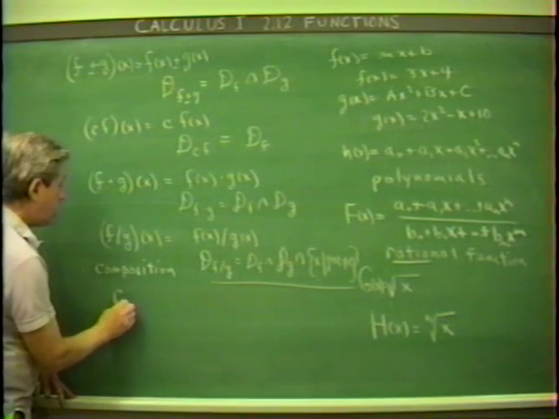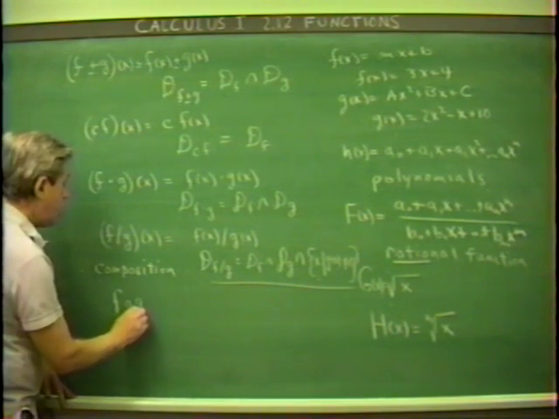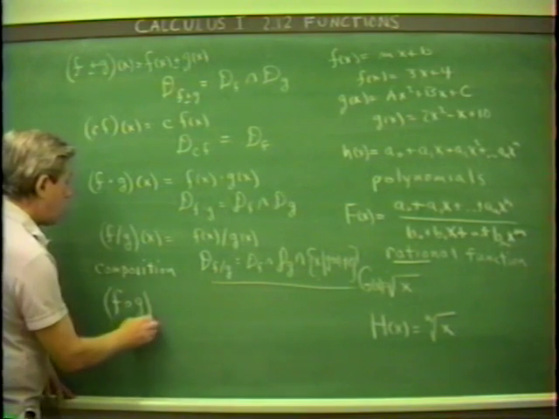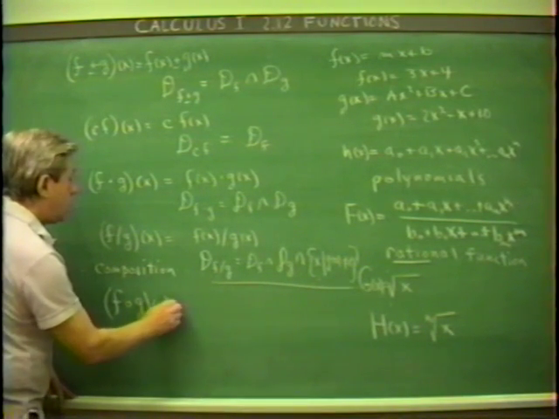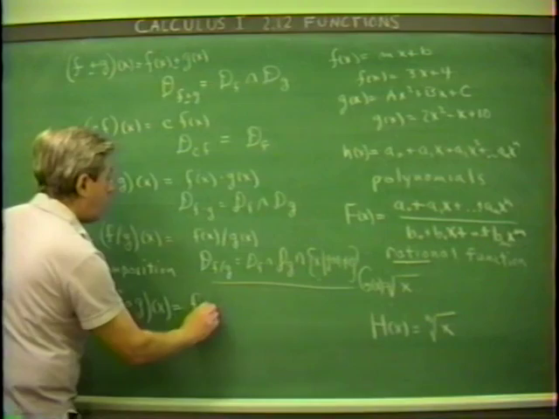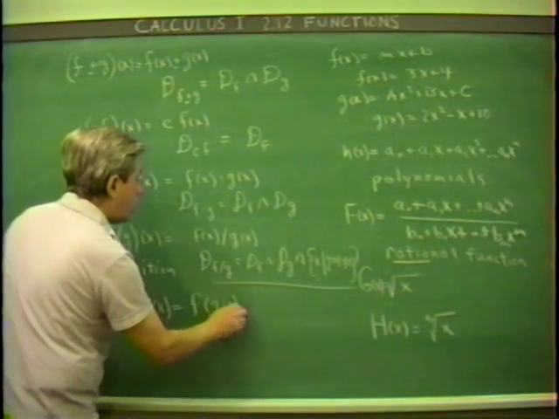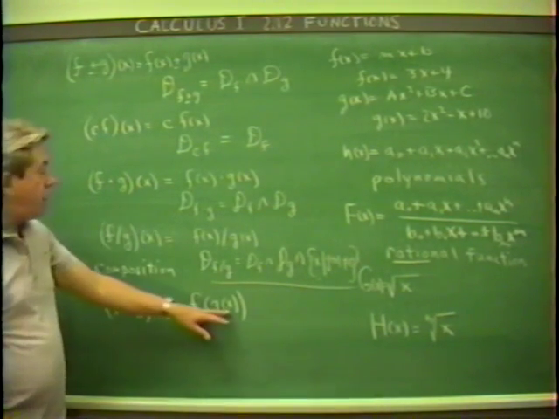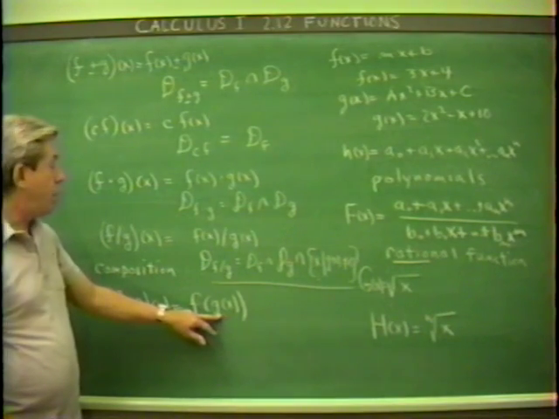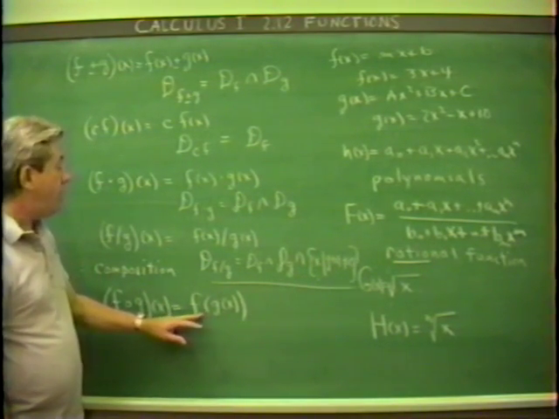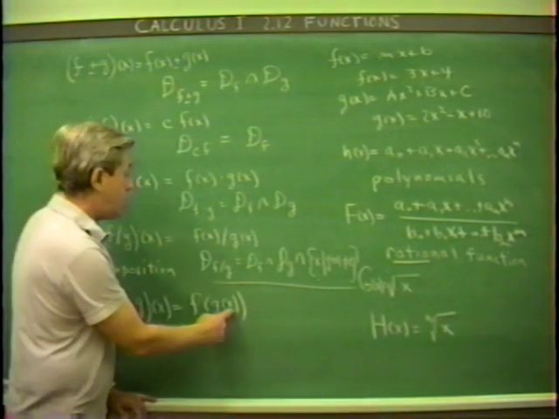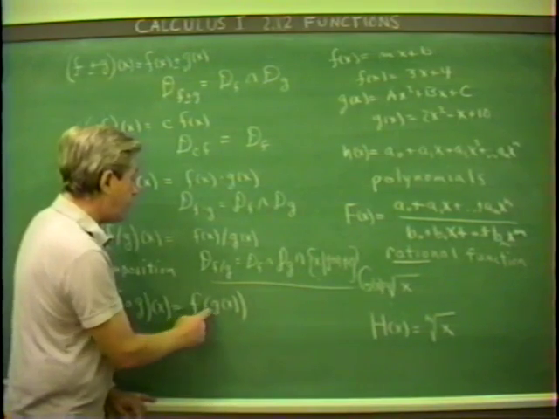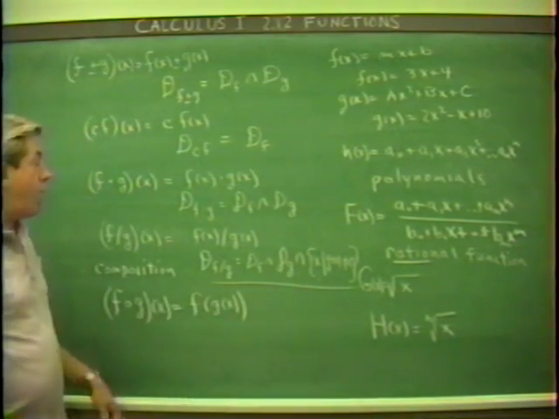f composed with g at x is equal to f of g of x. Given a number x, g of x gives you a unique number. If f is defined there, then f gives you a unique number. So this gives you a unique number, f of g of x, for each number x.